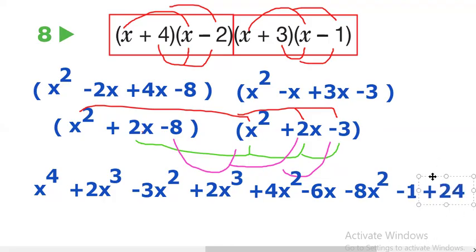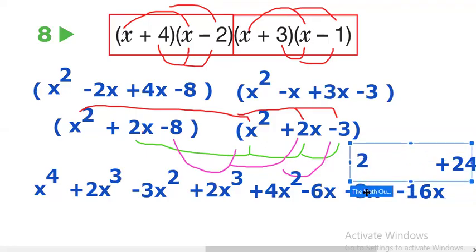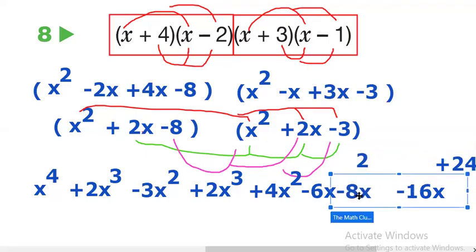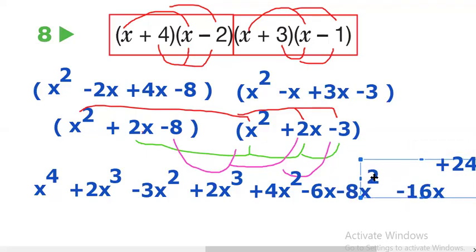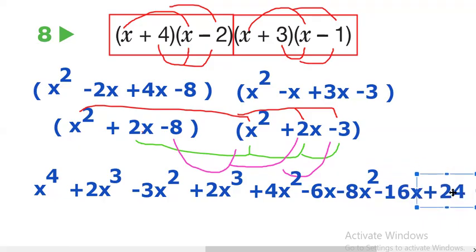Let's see if we can fit it here. Let's move this. You have to fit all the answers because you're going to work on them. Like this. And then we have positive 24 over here. Now we finished the expanding part of these two brackets.